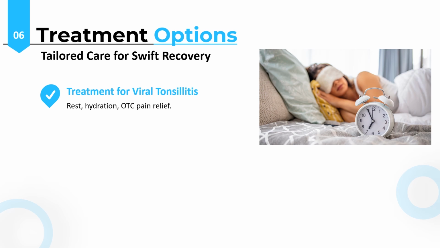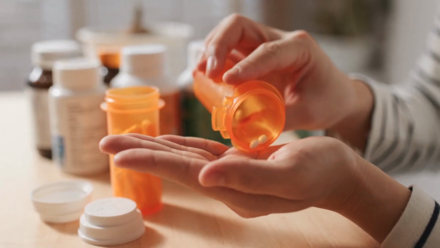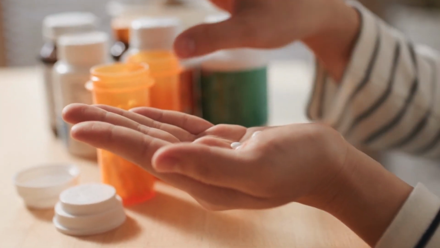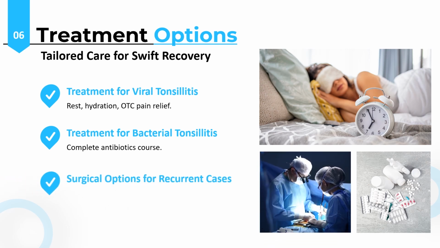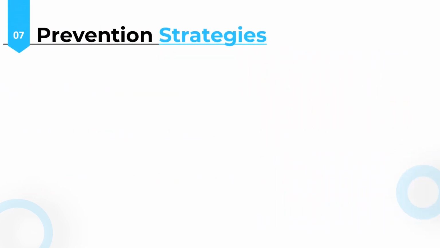Warm saltwater gargles, throat lozenges, and humidifiers can soothe discomfort, while soft, soothing foods and warm teas with honey help ease swallowing. Treatment for bacterial tonsillitis primarily involves antibiotics. It's important to complete the full course of antibiotics to prevent complications, and in severe cases, further medical intervention may be necessary. In some rare cases, if tonsillitis becomes a recurrent issue, your doctor might discuss the option of a tonsillectomy. Here are your key prevention strategies against tonsillitis.